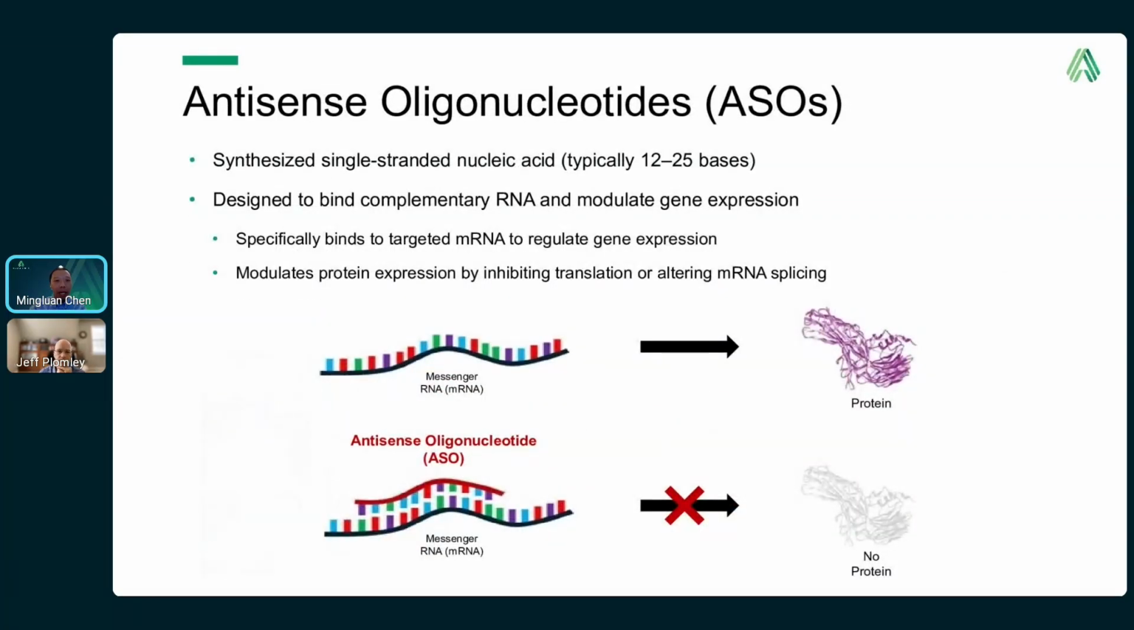Antisense oligonucleotides are synthesized single-stranded nucleic acids, typically consisting of 12 to 25 bases. They are designed to bind complementary RNA sequences to modulate gene expression by inhibiting translation or altering mRNA splicing, leading to protein level changes.